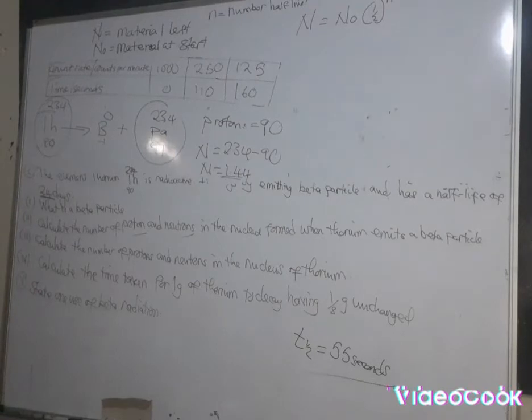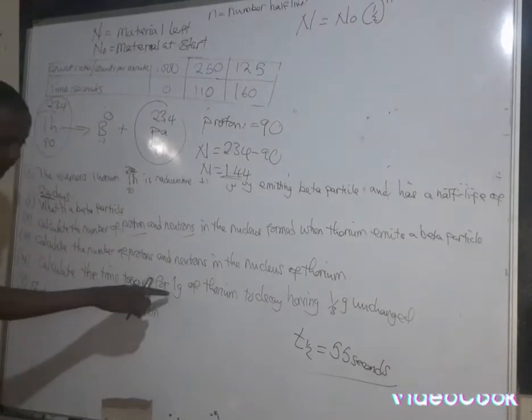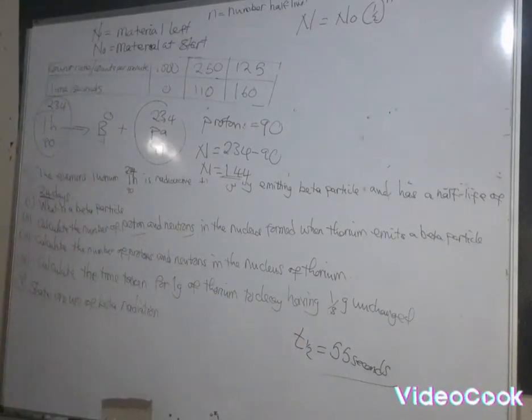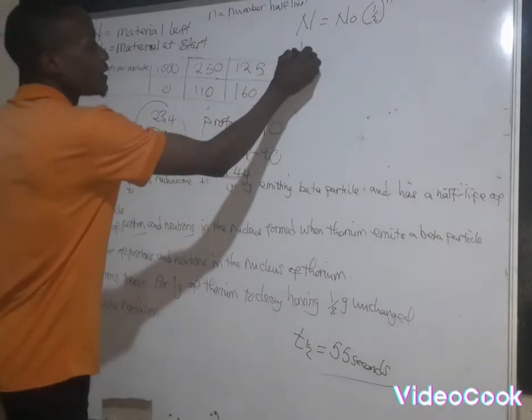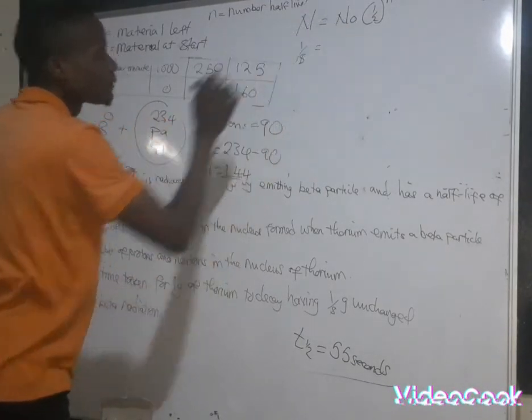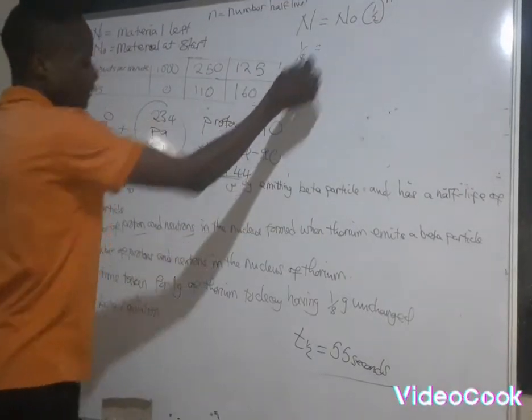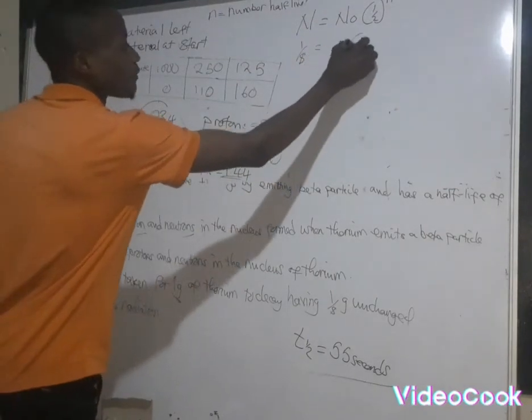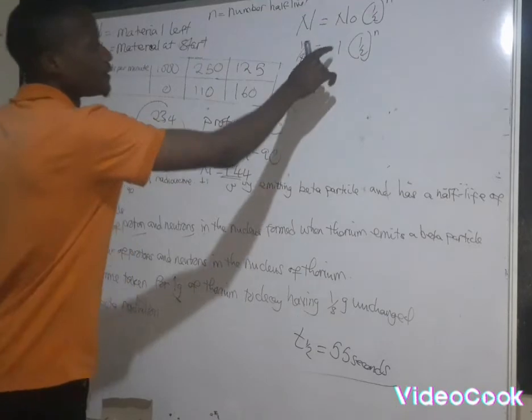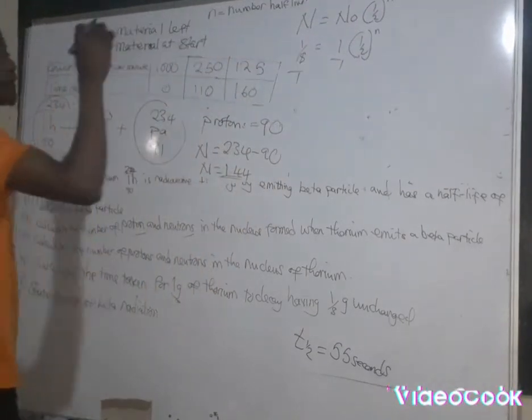What is the amount of material left? Who can guess the amount of material left? 1/8. Good. So we are saying that 1 gram decays to 1/8. So from 1 gram to 1/8, the amount of material left is 1/8. So 1/8 equals the amount of material at start. At start, you are saying that it is 1 gram. So 1 multiplied by 1/2 to the power n. You know, any number multiplied by 1 stays the same number.